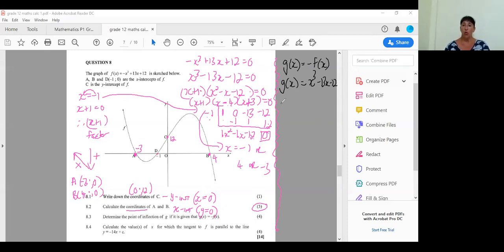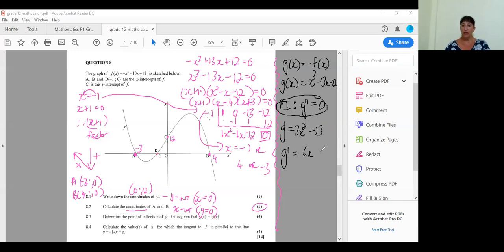And we want the points of inflection. In order to find points of inflection, it is second derivative equal to 0. That is the theory that goes with a point of inflection. Right, so the second derivative equals 0. Right, so let's take the first derivative. It will be 3x squared minus 13. And the second derivative is 6x.